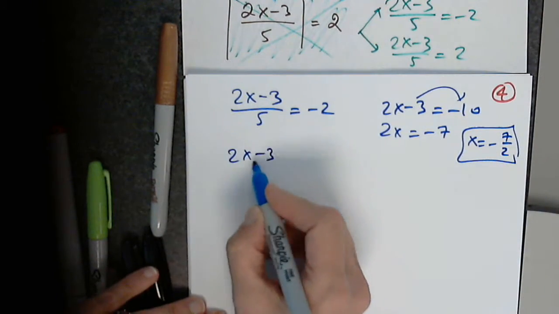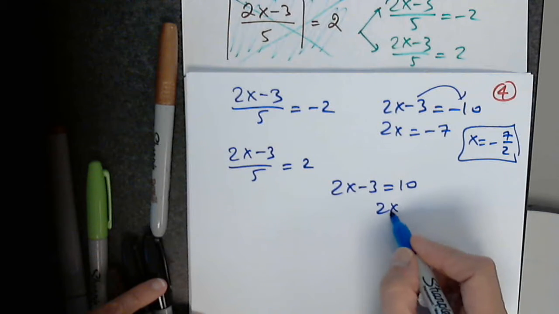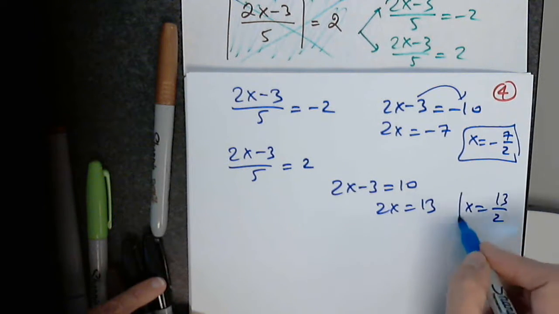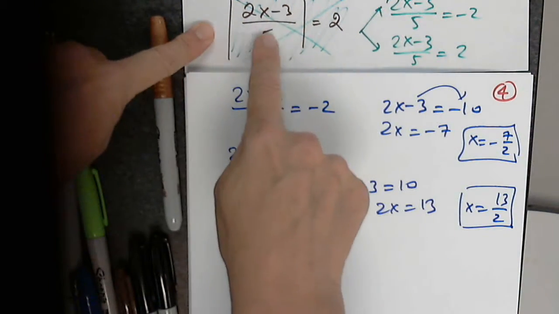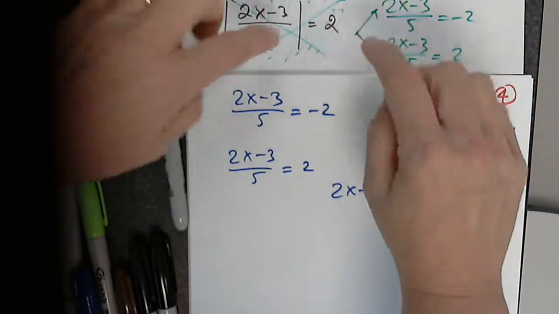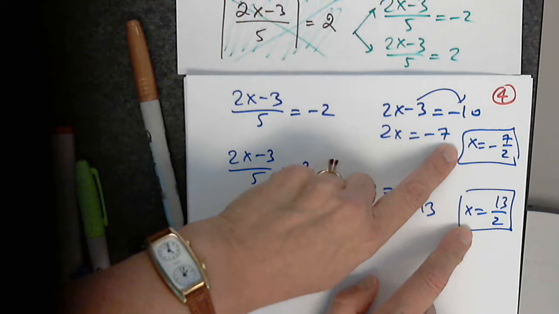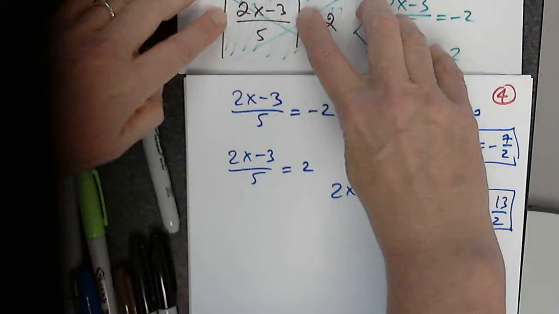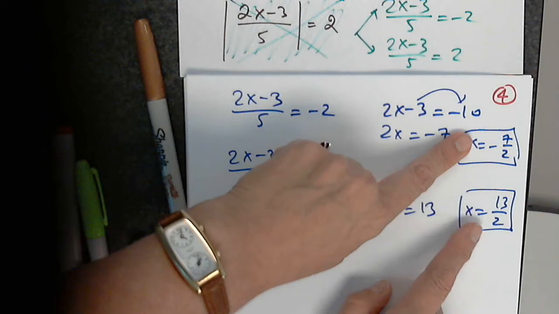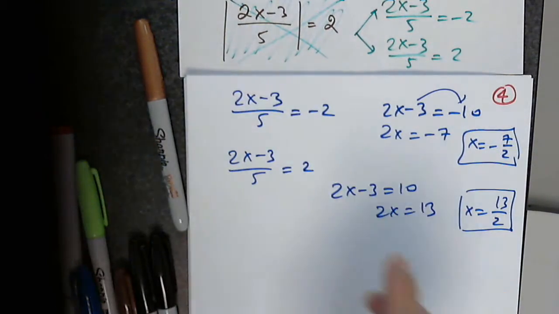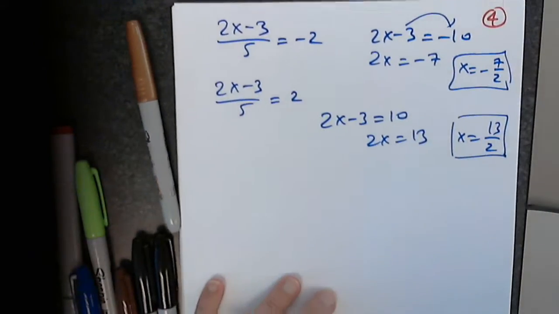And the other one is 2x minus 3 over 5 equals 2. And I have the same thing. And I have 2x equals 13 and x equals 13 halves. So now, here's what I wanted to say. For this expression in absolute value to be 2, x must be one of these two numbers, nothing else. So for the absolute value of this to be 2, x must be either negative 7 halves or 13 halves. If you choose any other number and you plug it in, you will not get 2. Okay, so let's look at another example now.